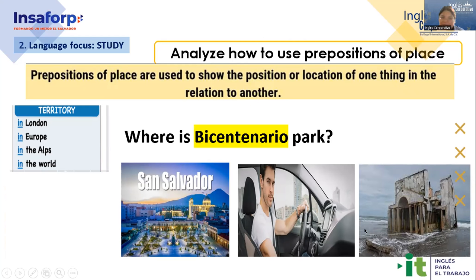Okay, so where is that house? In the beach. Costa. Ajá. Costa del Sol. En Costa del Sol. Entonces, in también se puede utilizar con lo que nos indique una línea. Por ejemplo, las costas, los ríos.